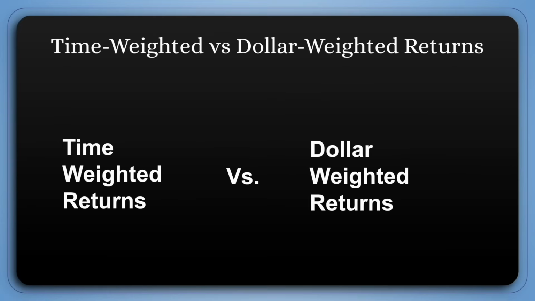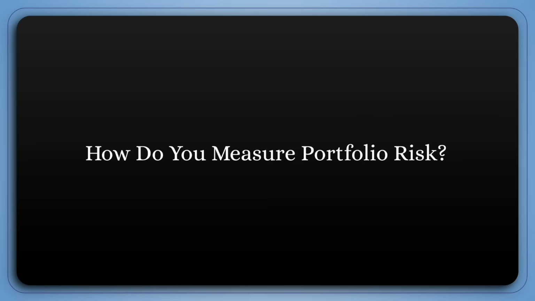In contrast, a dollar-weighted return considers subsequent contributions to and withdrawals from an investment. For example, it considers timings and sales of purchases. A dollar-weighted approach focuses on the returns of the investor over a period of time, and this will usually differ from the time-weighted return. So how do you measure portfolio risk?